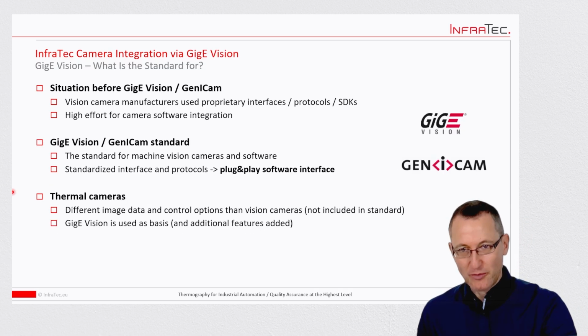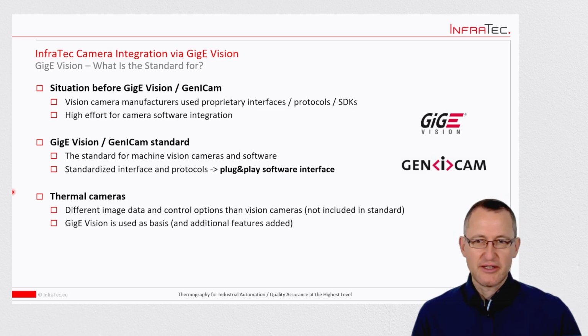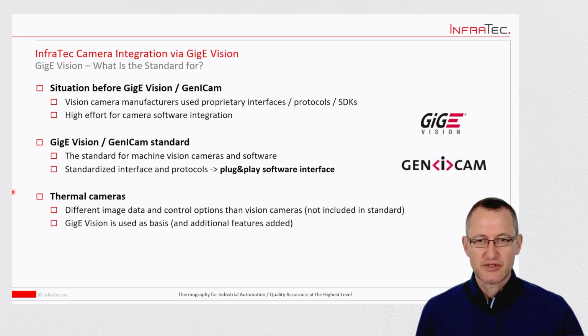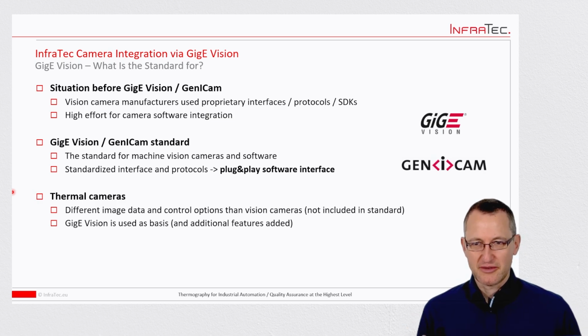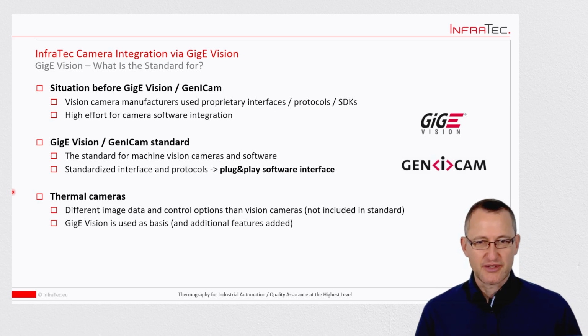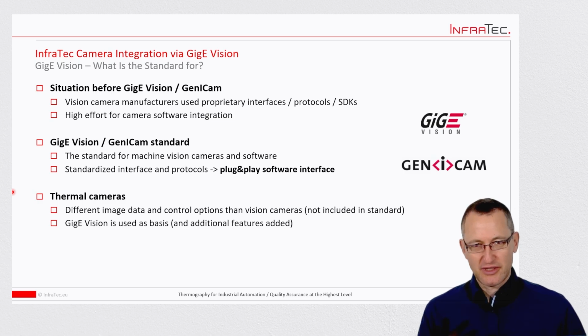The next option for camera integration is the GigiVision interface. So let's start with some background information about GigiVision GenICam. Before that was available, vision camera manufacturers used proprietary interfaces, protocols, and SDKs. So there was quite a high effort for software integration, because each camera had a different interface and different software. So it was very, very difficult.